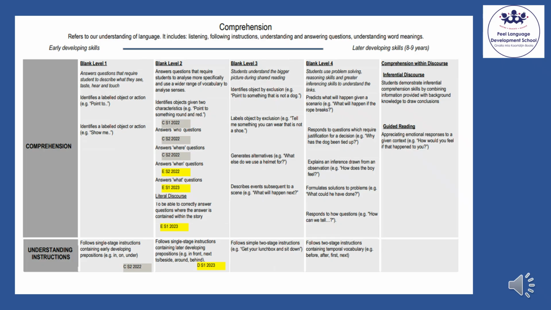For example, for younger children, they may have a comprehension goal to respond to who questions. This can be targeted in the story by asking the child, who is doing what, or who were the characters in the story. They may have a point to or show me goal, and these can be targeted by looking at the pictures in the book. For example, show me the dog, or point to something that is brown and barks.